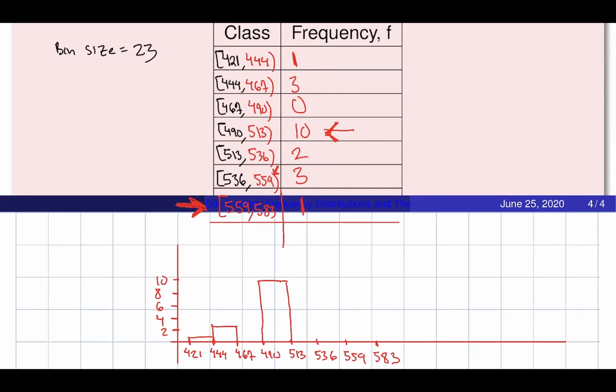Up next we have a frequency of 2, because 513 to 536 has a frequency of 2. Then 536 all the way to 559 has a frequency of 3, so it goes slightly here. And lastly, 559 to 583 has a frequency of 1. And that's your histogram. Hopefully it shouldn't be that bad to do. Any questions in regard to the histogram?